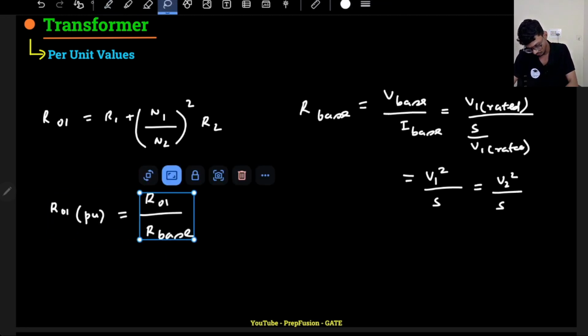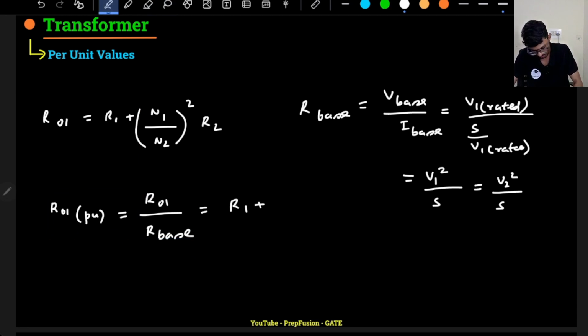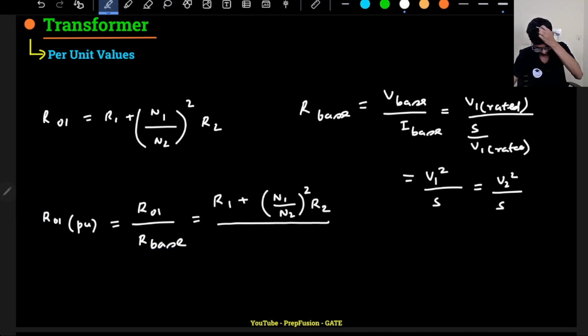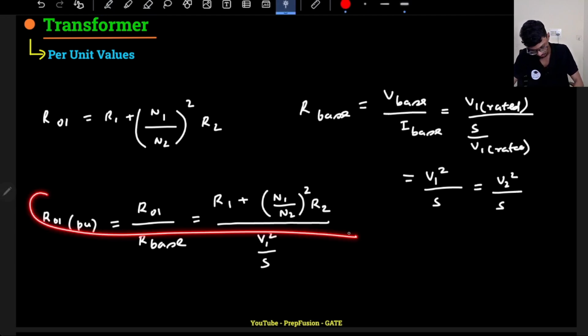So R01 is equal to R1 plus (N1 divided by N2) whole square into R2, divided by the base. So the base, I will choose now V1 whole square divided by S. Is it a good thing to choose V1 whole square divided by S? That is what I am trying to think. So this expression is my R01 PU.